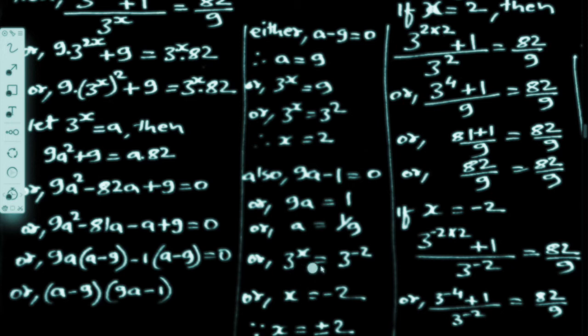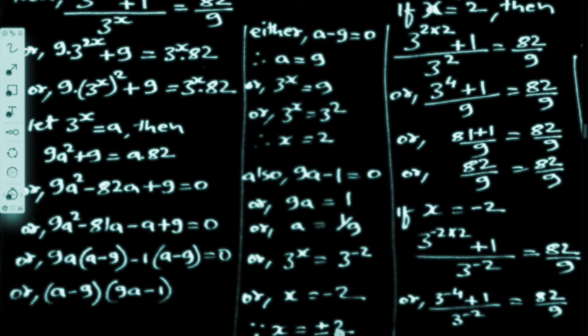So 3 power x equals 3 power minus 2, since 1 by 9 is 3 power minus 2. Therefore, if the base is the same, 3 and 3, x equals minus 2. We get 2 values for x: from the first factor, x equals 2, and from the second factor, x equals minus 2. Therefore, x equals plus minus 2.